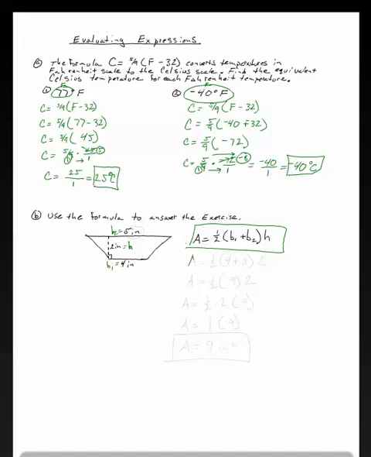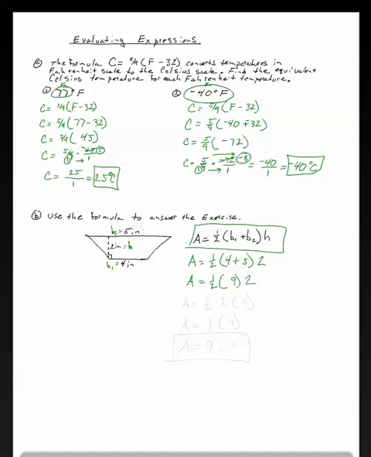So we're just going to plug this stuff in. A equals 1/2 times B1, which is 4, plus B2, which is 5, times the height, which is 2. So I'm going to calculate the operation in the grouping symbol first. So area equals 1/2 times 4 plus 5 is 9 times 2.